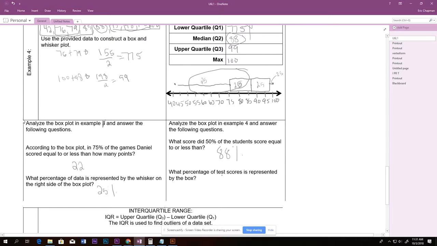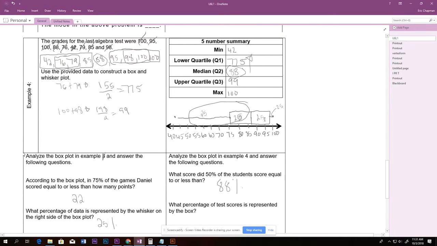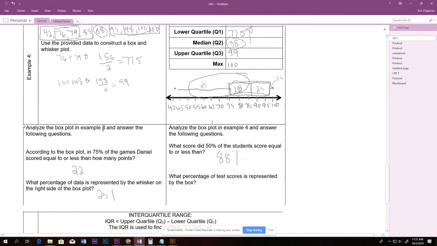What percentage of the test scores is represented by the box? Well, here's the box. It is both of these right there. So in the box is 50%.